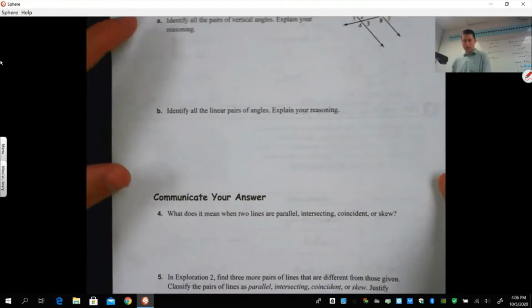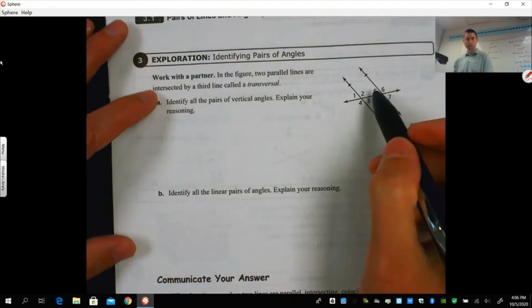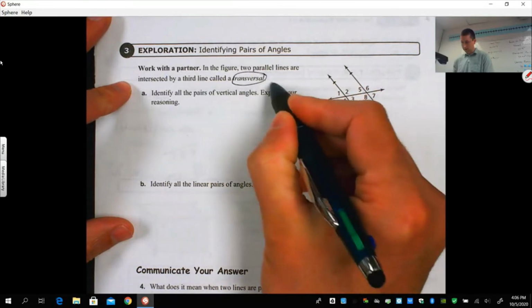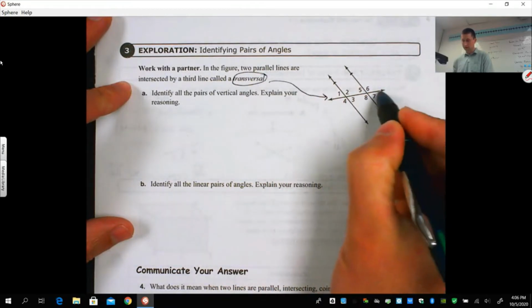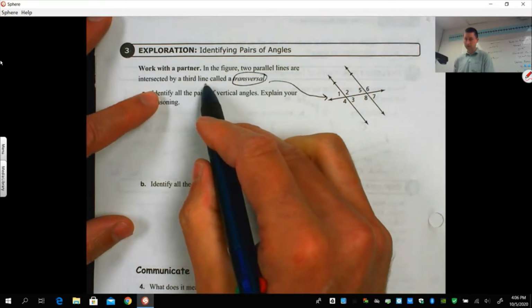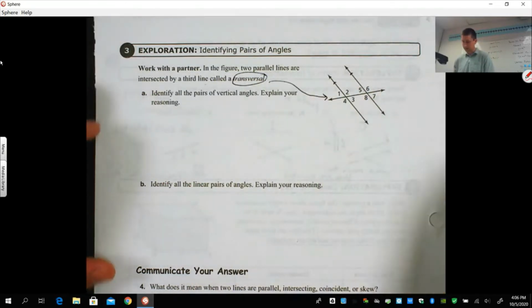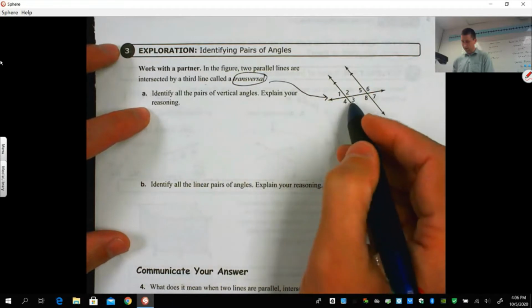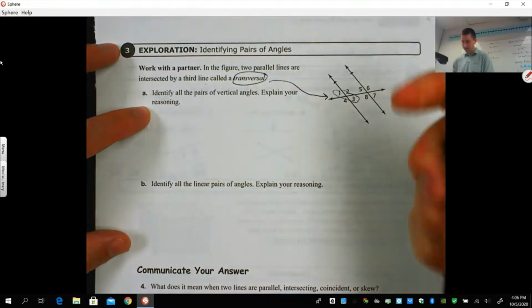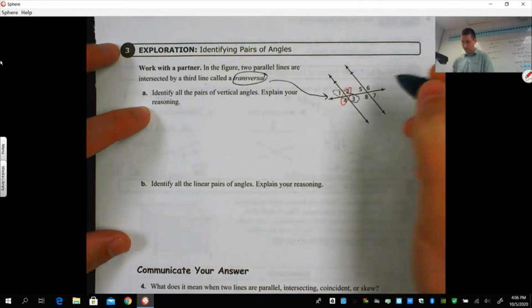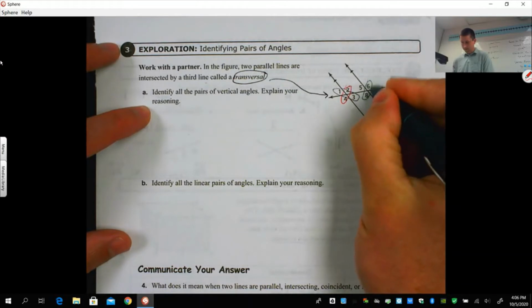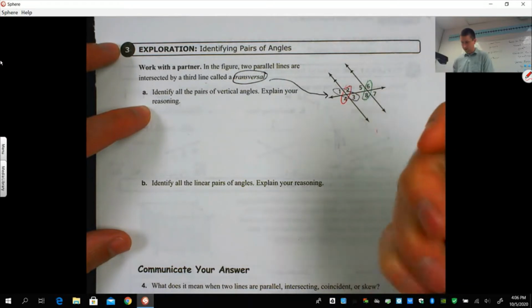Okay, this is going to be new coming in. We're going to see a little bit more of this in chapter 2, but this word, transversal, that is a transversal right there. When two parallel lines are intersected by a third line, it is called a transversal. We're going to see that coming up. The vertical angles, remember these are vertical angles, 1 and 3. That's a set of vertical angles. 2 and 4, that's a set of vertical angles. 6 and 8, there's a set of vertical angles. What color of it? Blue.